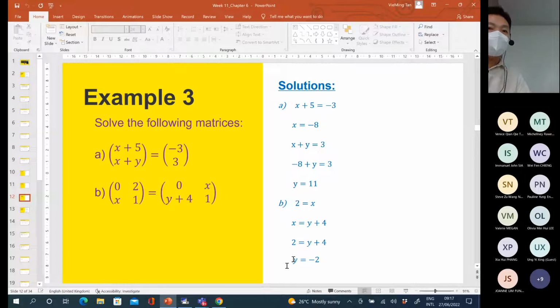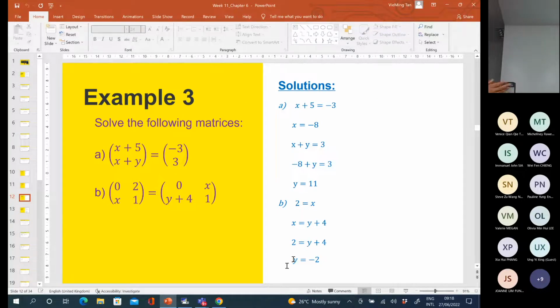Okay, I think we go through together. Example 3, part A, also we have to solve the problem for x and y. Okay, let us analyze first. Make sure that both sides have equal number of columns and rows. How many rows altogether? Two rows. How many columns? 1 column. Then we can conclude the matrix on the left hand side is equal to the matrix on the right hand side.